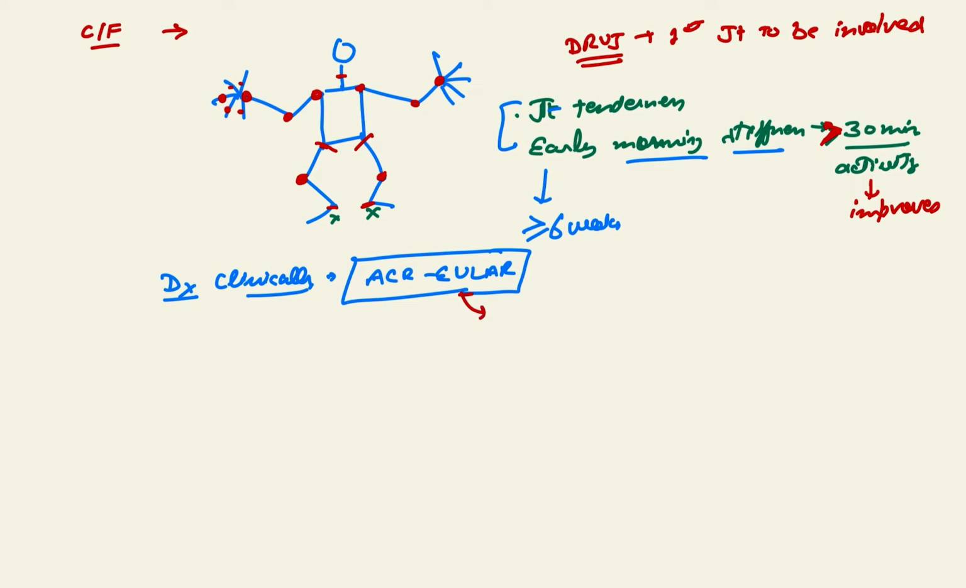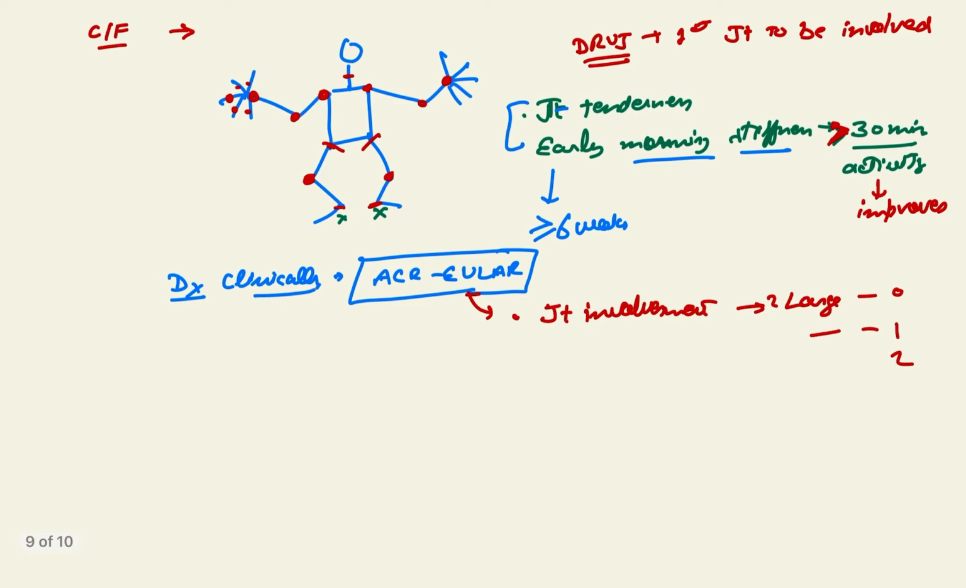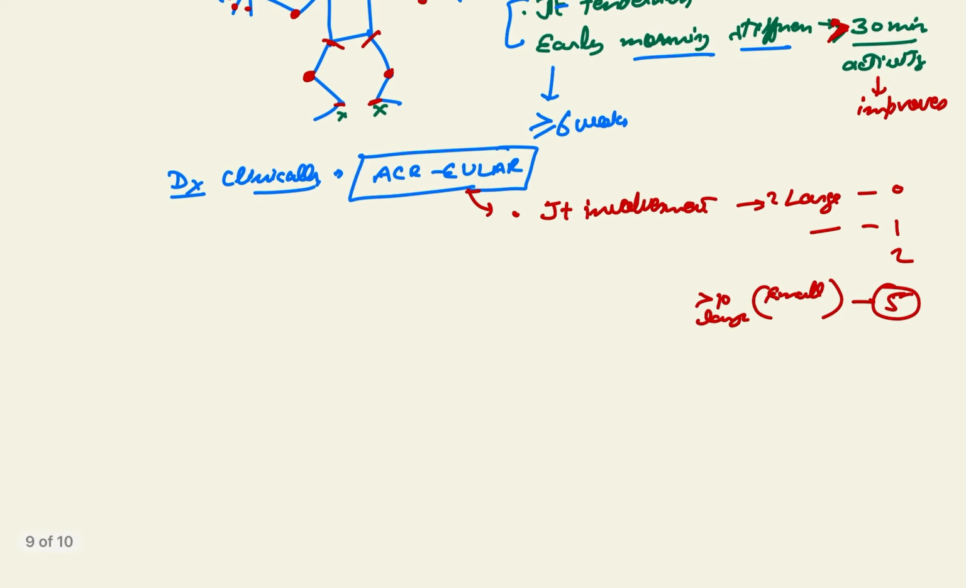So there are certain clinical features such as joint involvement. Some marks and scores have been provided. For example, if only a large joint is involved, the score is 0. If more joints are involved, then certain scores, 1, 2, 3, 4, 5, like that. And small joints with more than 10 joints involved, the score is 5. Okay, so this is the first parameter.